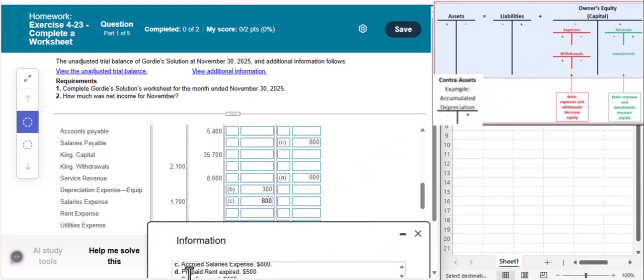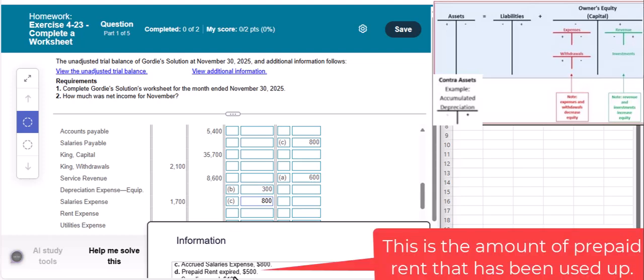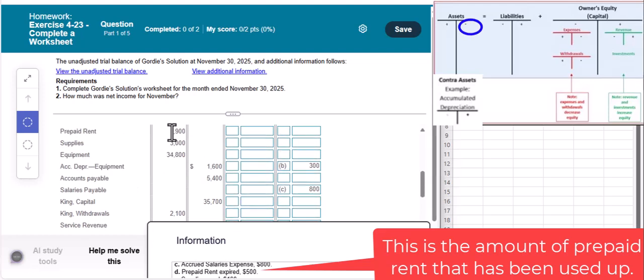And then we have prepaid rent expired of $500. In other words, it has used up. So we find the prepaid rent. Now this is key. In the prepaid rent, we had $1,900 worth of prepaid rent before this, but it says that $500 of it has expired, so we need to lower the prepaid rent by $500. And then how do we lower an asset? With a credit. So I'm going to credit our prepaid rent here for transaction D to lower it by $500.